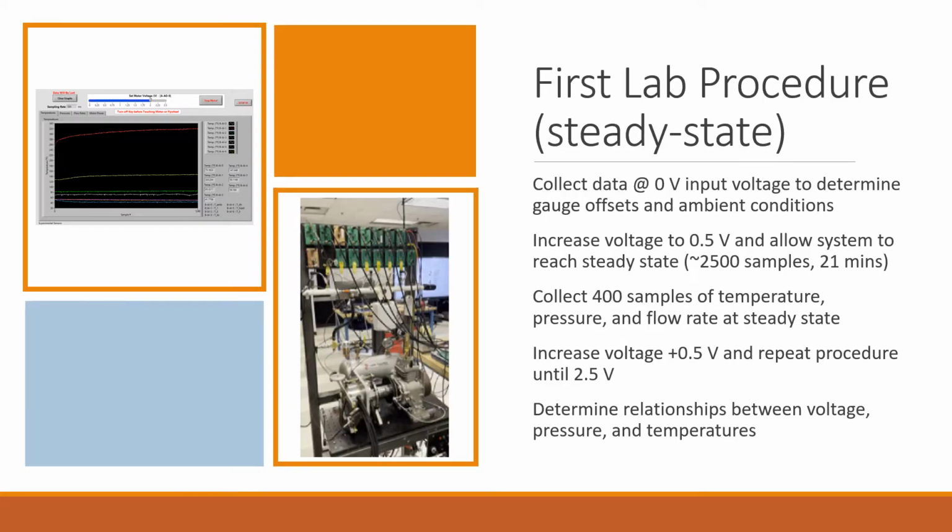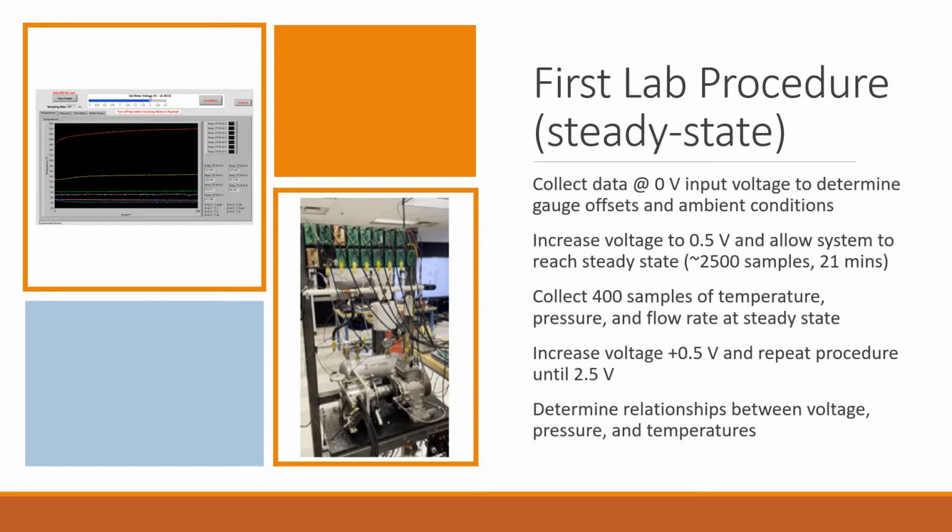So the procedure for the first week of lab was to collect data at steady state. First, we determined gauge offsets by collecting the data with the input voltage to the compressor at 0 volts, such that there was no flow through the system. Then the voltage was increased to 0.5 volts, and the system was allowed ample time to reach steady state. We found this to be approximately 2,500 samples, or close to 21 minutes.